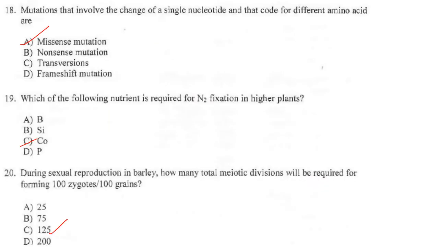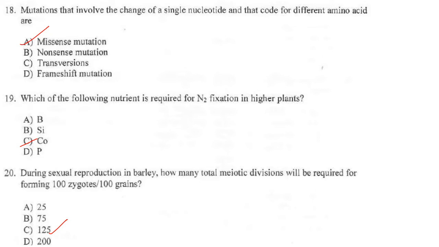Then next one. Mutations that involve the change of a single nucleotide and that code for different amino acids are. So they result in change in a single nucleotide and they code for a different amino acid. That is the case of missense mutation. Answer is option A. Nonsense mutation results in a termination codon, and transversion is a purine getting converted to a pyrimidine or a pyrimidine getting converted to a purine, and frame shift mutation is a change in the normal reading frame.